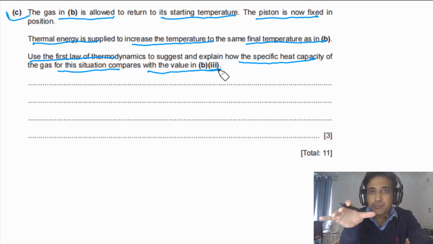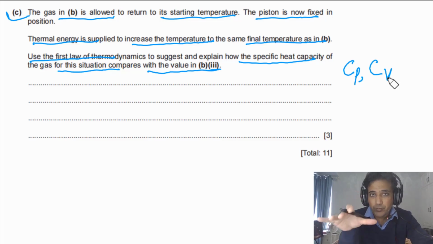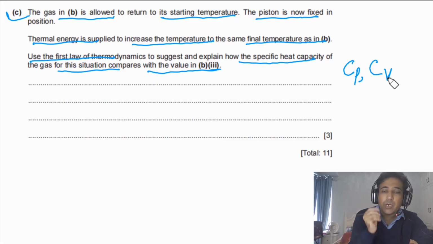So in the last part, pressure was constant, but in this case volume is constant, and value of C depends on pressure and also depends on volume. If pressure is constant, value of C will be different, and if volume is constant, value of C will be different. So we call Cp and Cv. We call Cp value of C at constant pressure and Cv value of C at constant volume. So these two values are different. So how we can answer this question?